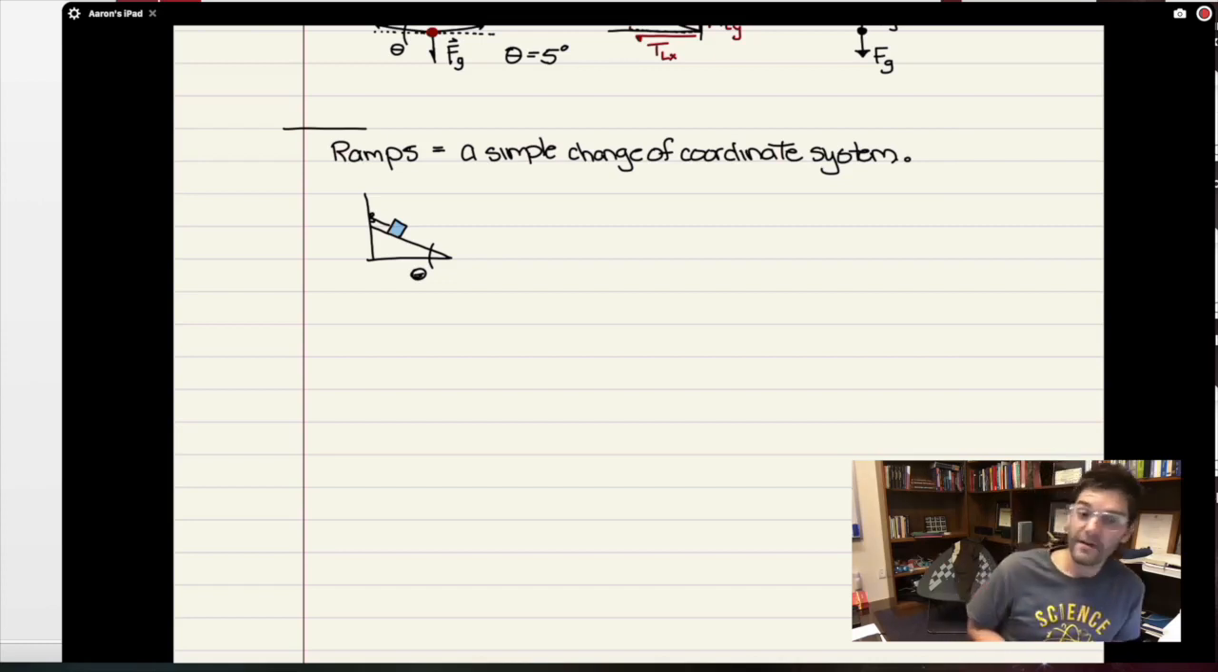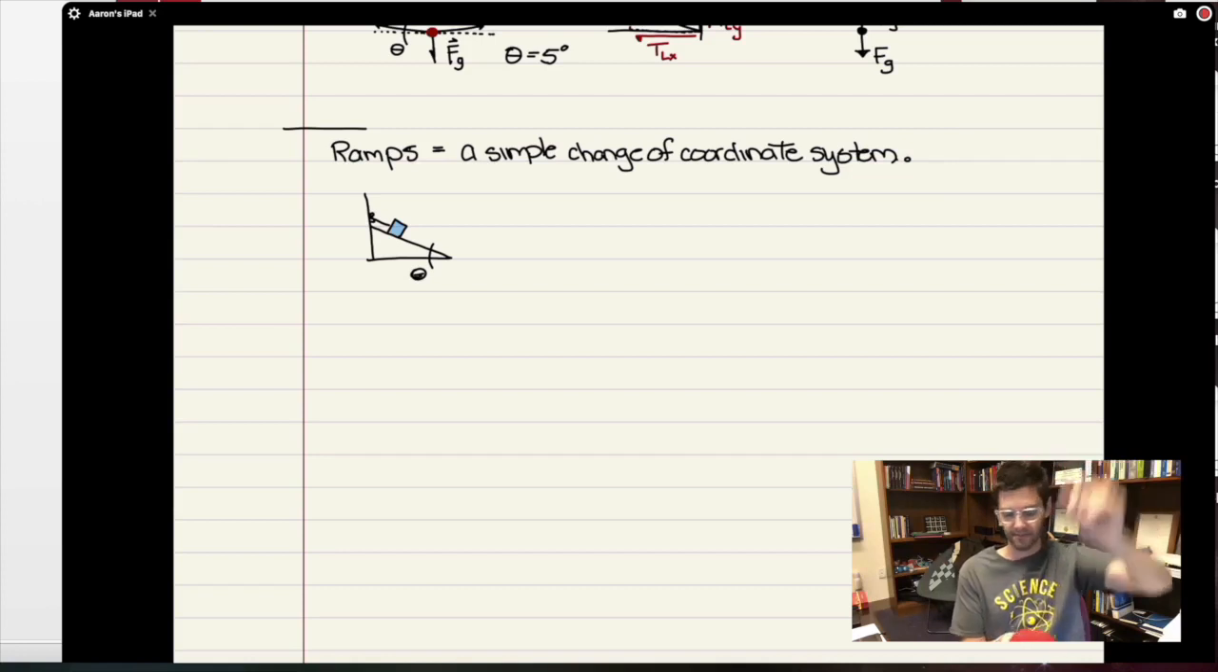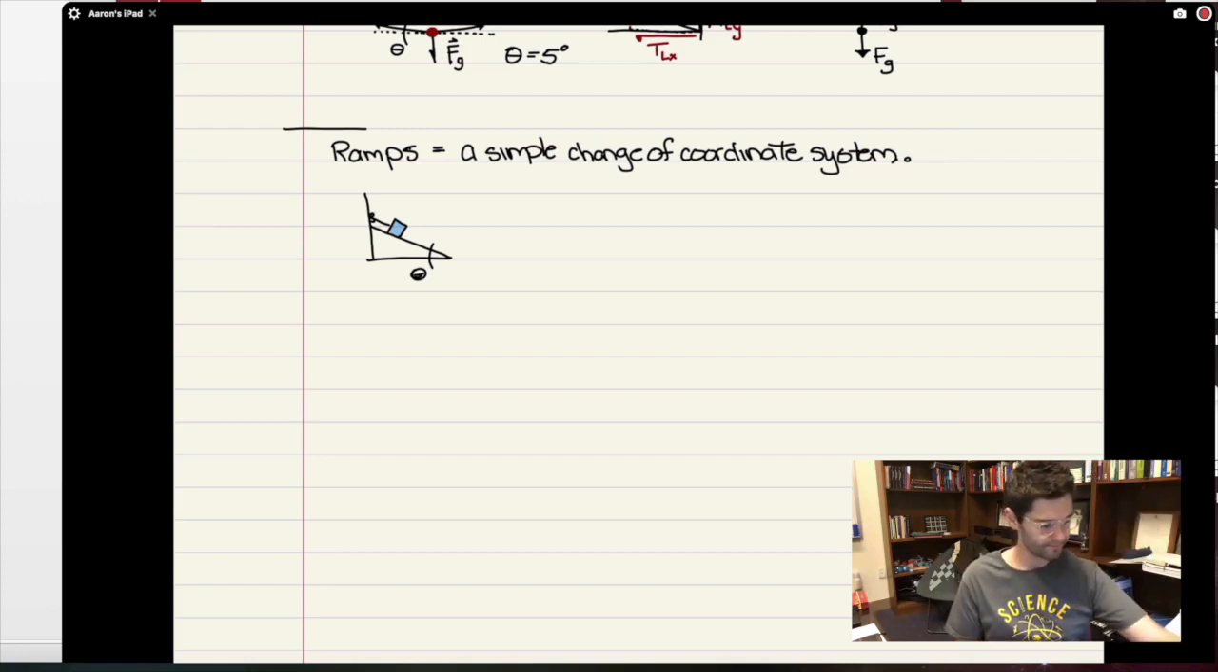How fast does it accelerate down the ramp? Is it just accelerating at the rate from gravity, like in the case of free fall? Or does it accelerate at some different rate from gravity? And of course, if there are other forces like friction and whatnot, then you have to take that into account as well.